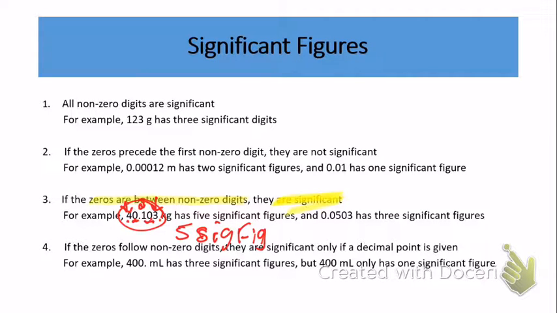Again, which digit is being estimated in that measurement? Which one? That's right, 3. This last digit is our estimated digit.